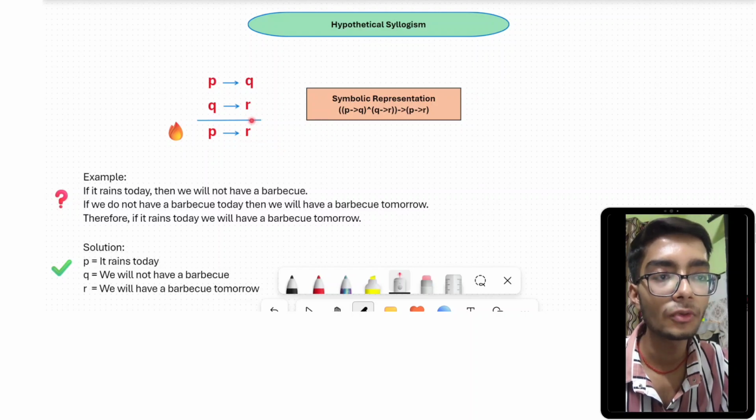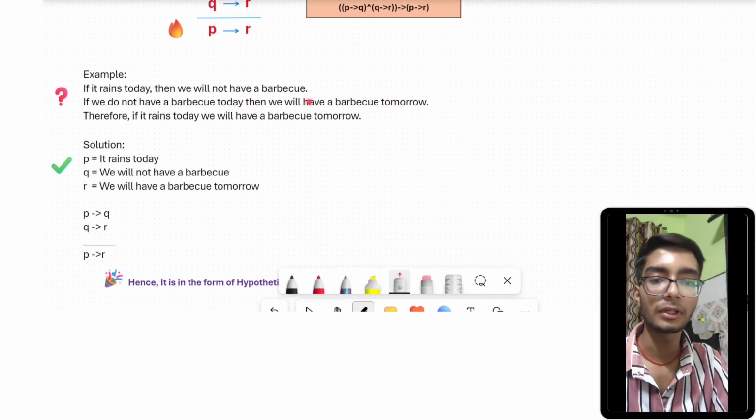Now what is this: P implies Q, Q implies R, giving P implies R? It is our hypothetical syllogism. So we have learned today about hypothetical syllogism.